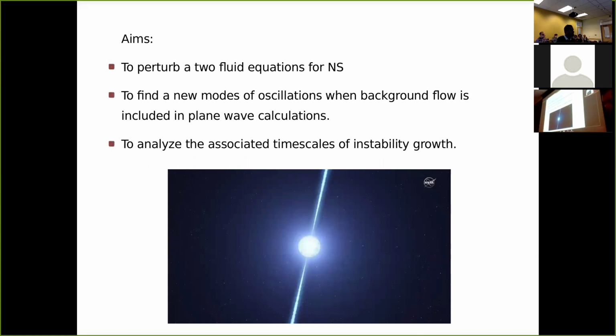our calculations. So we used the plane wave analysis, and the background flow here is the difference between the velocities of the superfluid and normal component. And to analyze the associated timescales of instability growth, both analytically and numerically.